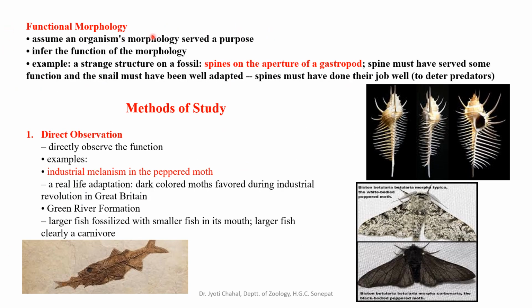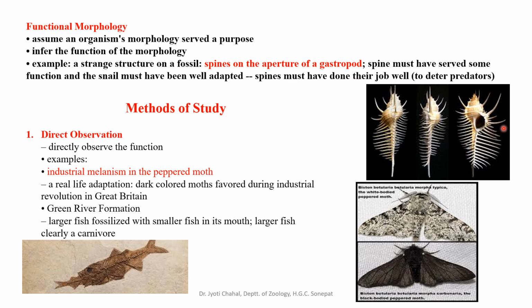Functional morphology assumes an organism's morphology must serve a purpose. That means any structure present in the morphology of an organism should serve a specific purpose or a specific function, and we can infer the function from the morphology. For example, a strange structure on a fossil. What was that? That was spines on the aperture of a gastropod.